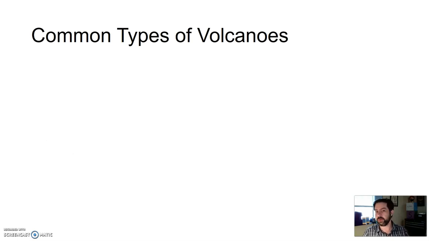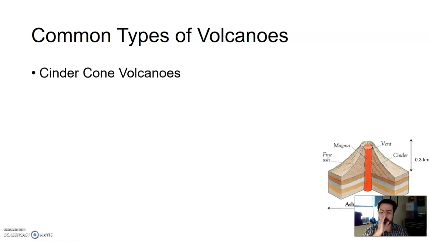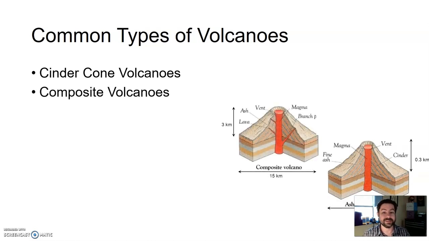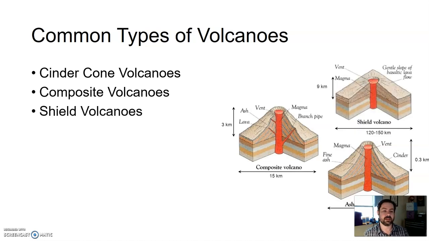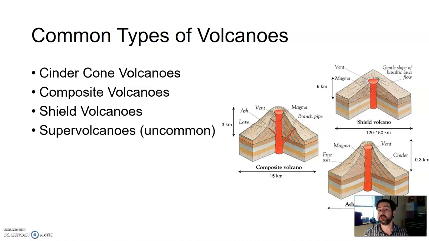There are 3 types of common volcanoes we'll talk about, and 1 uncommon type, so there'll be 4 we'll talk about. The common types are cinder cone volcanoes, composite volcanoes, sometimes known as stratovolcanoes, and shield volcanoes. The 4th one is very uncommon, thankfully, and those are super volcanoes.